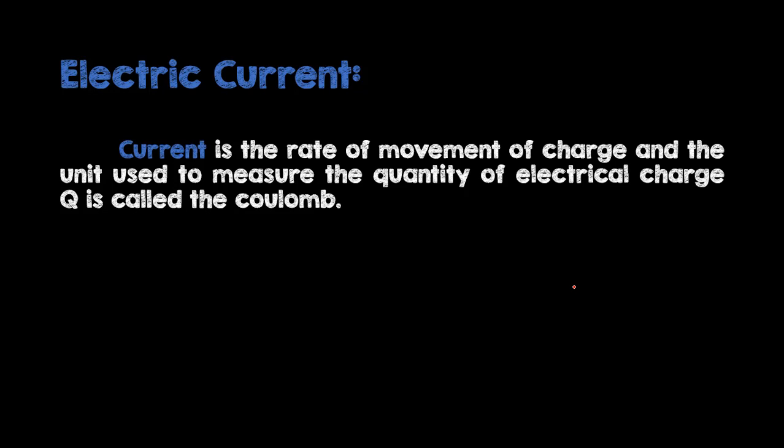Let's start. Electric current is the rate of movement of charge, and the unit used to measure the quantity of electrical charge is Q, which is called the coulomb. Problem number 1 agad tayo. Review na lang to dun sa ating lesson number 1. What current must flow if 0.24 coulombs is to be transferred in 15 milliseconds? Again, our formula para sa ating coulombs is, matatandaan natin, Q is equals to I times T.